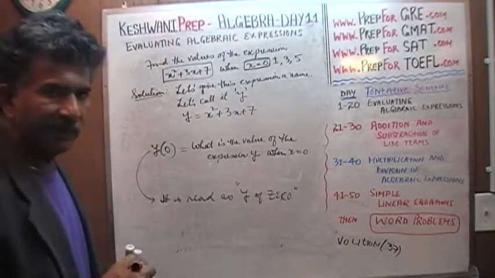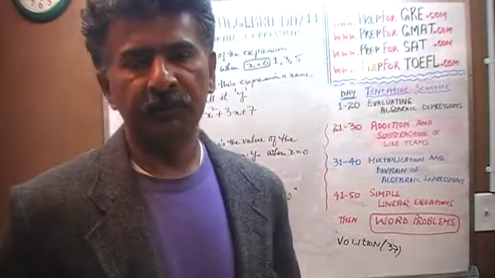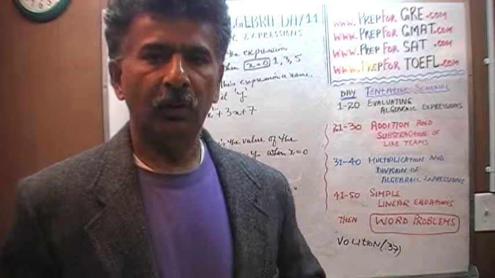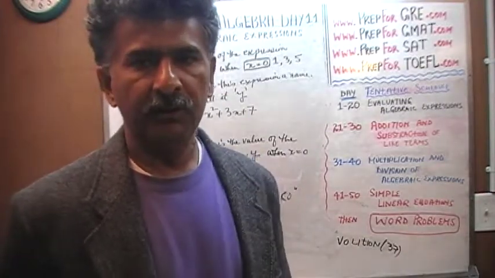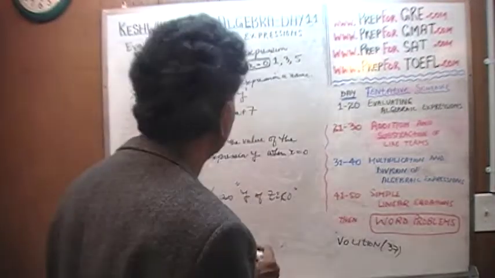If somebody says find y of 0, what they're telling you is that this expression that we are calling y, give me the value of this expression when x happens to be 0. Instead of saying it in such a verbose way, I don't know where I can write, where you can read it.